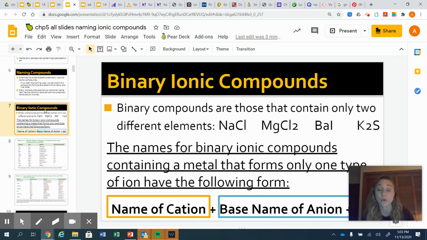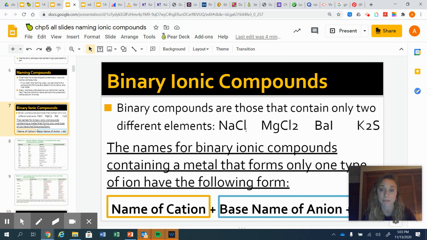And the rule is, in binary compounds you have a cation, one type of atom that's a cation, and one type of atom that is the anion, and that's it. You just name the cation, name the anion, but you have to use the anion version of that element, so it's an -ide ending. The example would be Na, sodium, and chlorine, chloride. So you say sodium chloride.